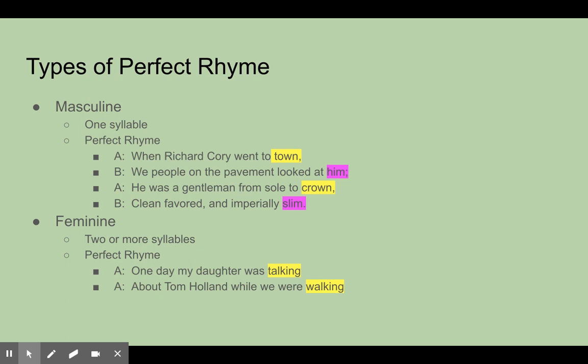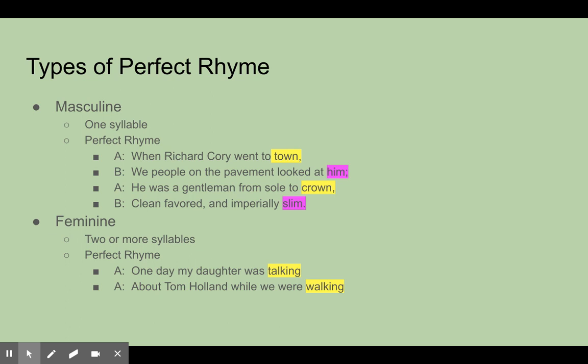In counterpoint to that, we have the feminine rhyme, which is two or more syllables, but it is still perfect. One day my daughter was talking about Tom Holland while we were walking, and she actually does do that. But as you can see, it's a two-syllable rhyme. It is perfect when you pronounce it. And there are three-syllable feminine rhymes, and so on.